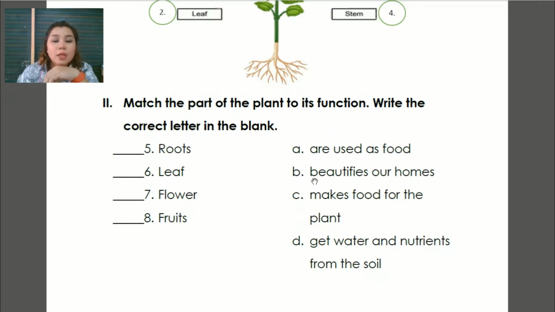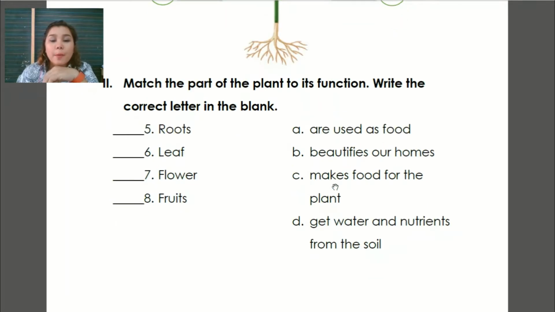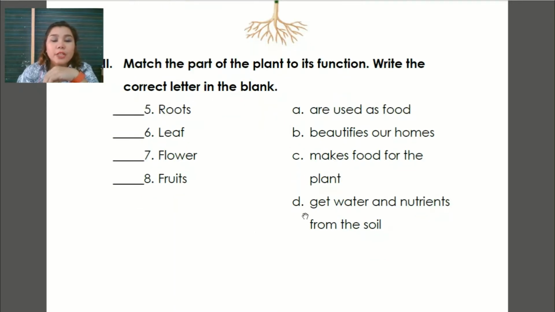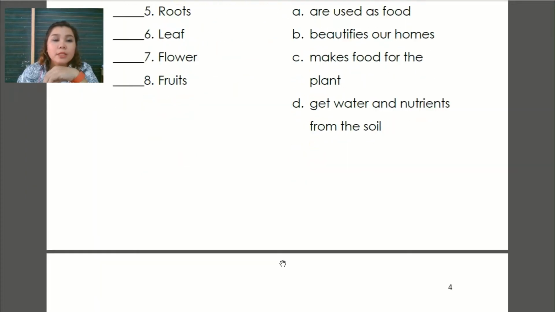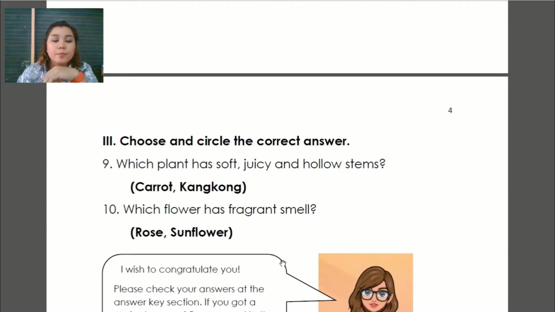Letter B, beautifies our homes. Letter C, makes food for the plant. And then letter D, get water and nutrients from the soil. Okay, when you're done, let's now proceed with part 3.